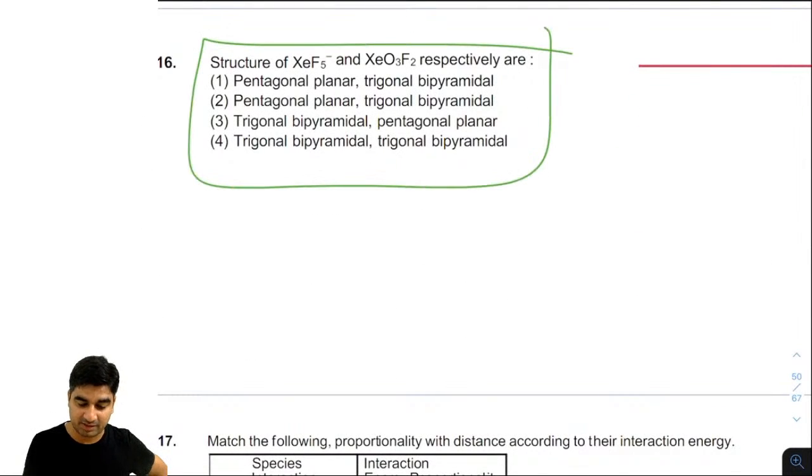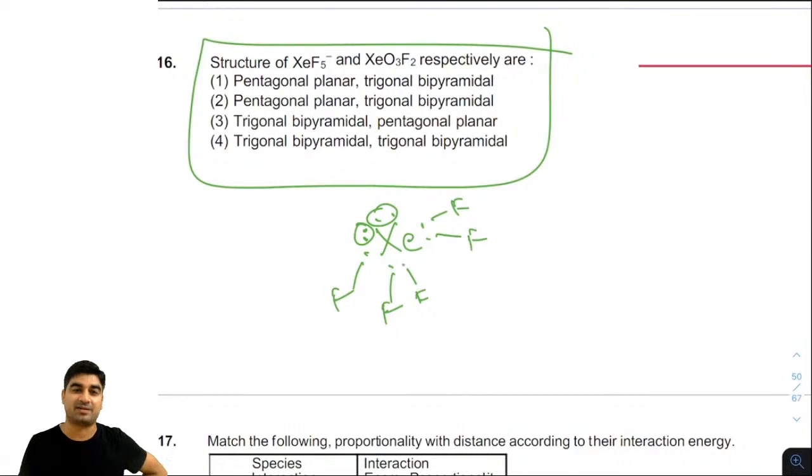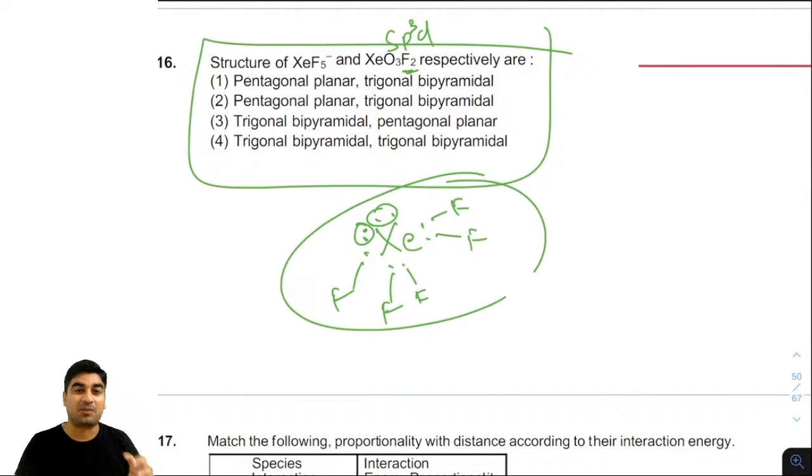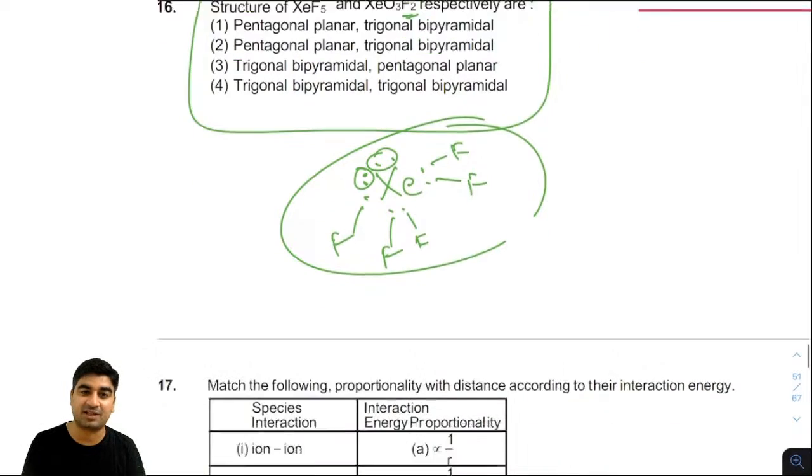Now the structure of this XeF5 negative. Xenon has 8 electrons, 5 are making bonds, and with the negative charge we have 2 lone pairs and 5 bond pairs. That is 7, sp3d2. It cannot be square planar. And here it is sp3d. So problems are not direct, and they want to ask each and everything. You should have an idea about it. Yes, Anandita, you are right.